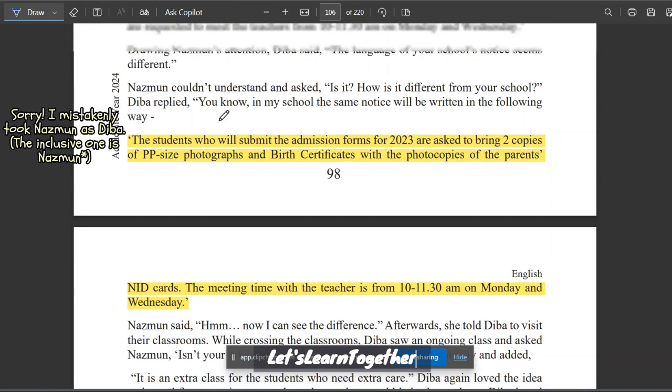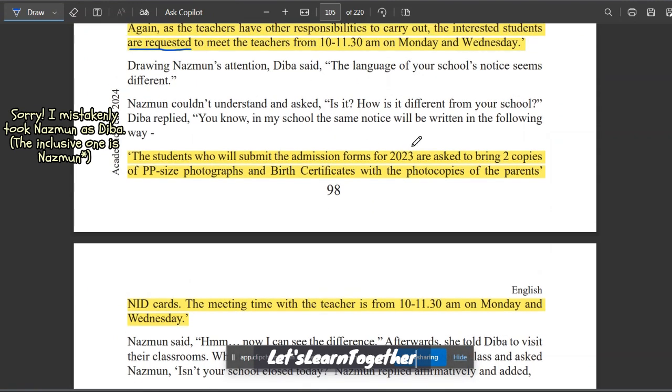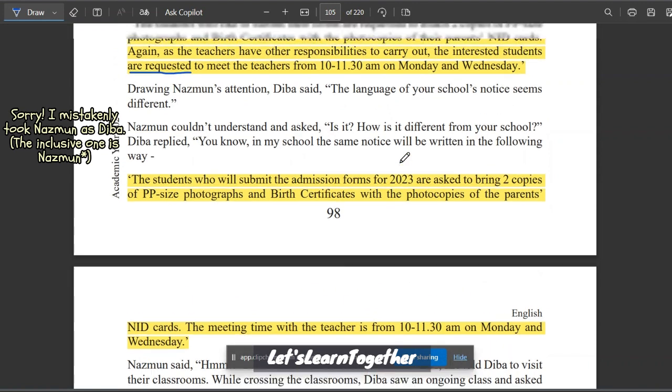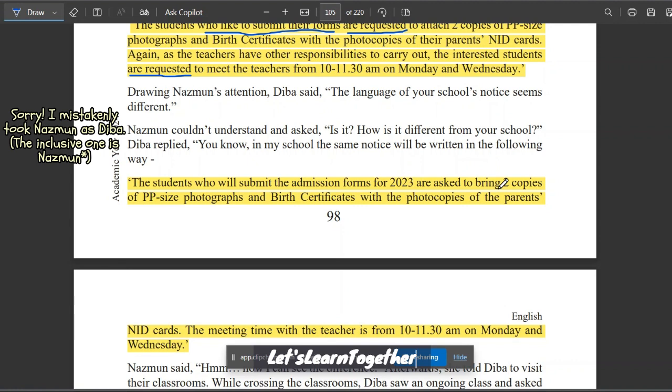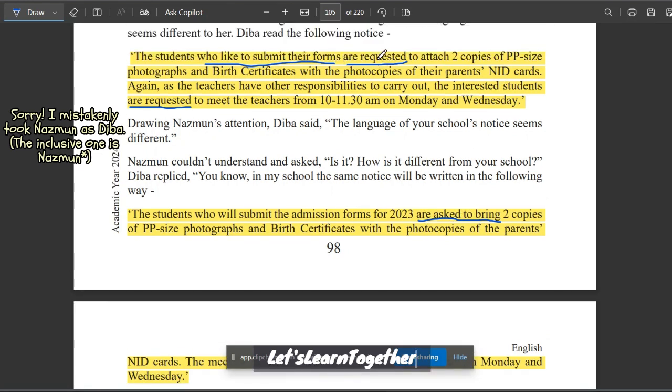Okay, so that's why Nazmoon is saying that in her school it would be different if they had given the same notice. They would write like this, that the students who will submit the admission forms from 2023 are asked to bring two copies of passport size photographs and birth certificates with the photocopies of their parents. So here are asked to bring this phrase and are requested to attach this phrase. These don't mean the same thing.